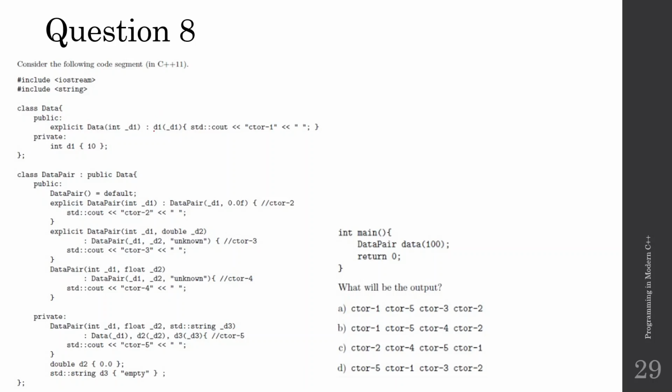Okay, so here the answer is B. In this question, first a base class has been declared, which is called data. This data base class has a constructor, and it also has a data member d1. This constructor prints constructor 1. Then we have a derived class from this base class.